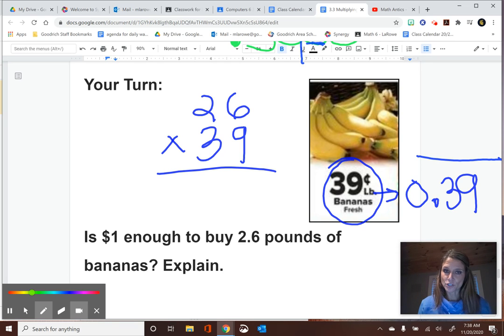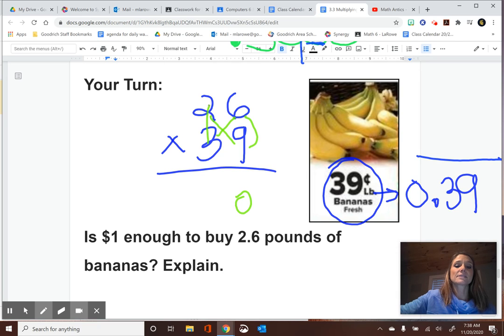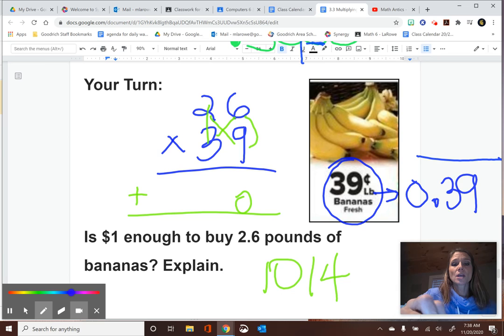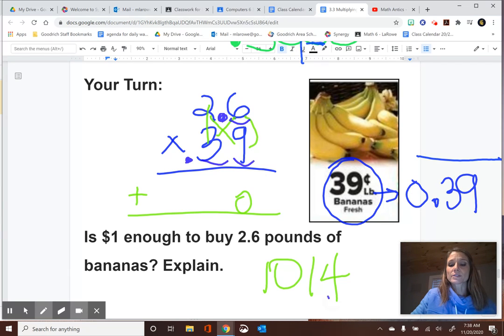If you did the multiplication good, and you did this times this, and this times this, and a placeholder zero, and this times this, and this times this, and all that put together, you would have come up with the digits 1014. But there's no way you're going to pay $1,000 for a little bit of bananas. It better be some good bananas if you do. So now we need to place a decimal in the answer. One decimal was here, and the other decimal was here. So that makes 1, 2, 3 spots total. So your answer would need 1, 2, 3 spots total, making your bananas 1.014.